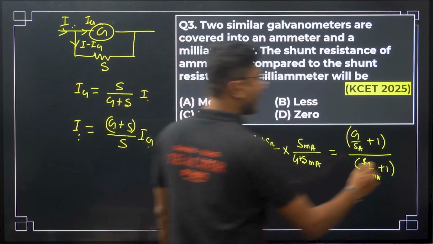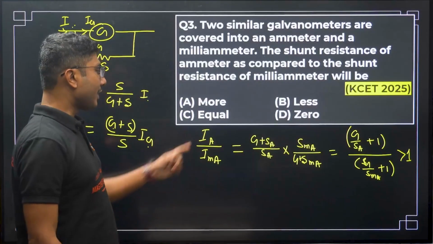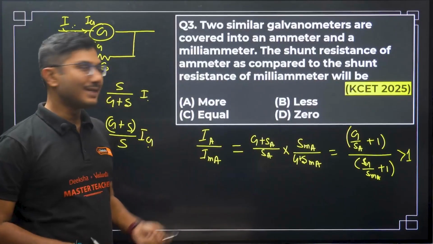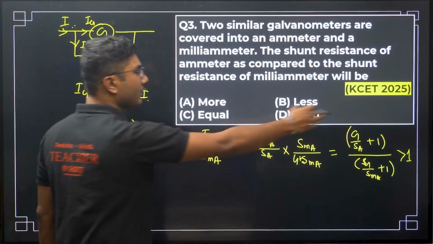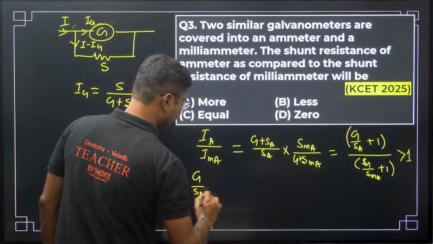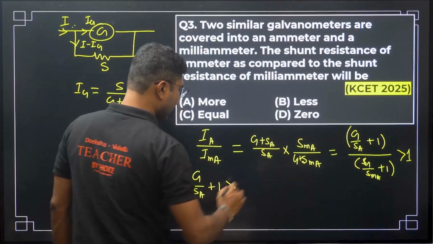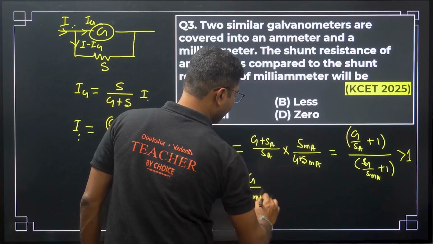Okay, now this value is greater than 1. Why is this value greater than 1? This value is greater than 1 because ampere is greater than milliampere. Now you have to compare this. So G by SA plus 1 is greater than G by S milliampere plus 1.